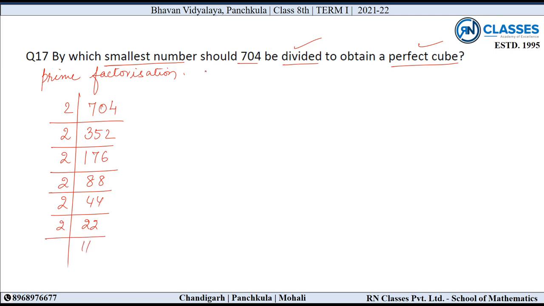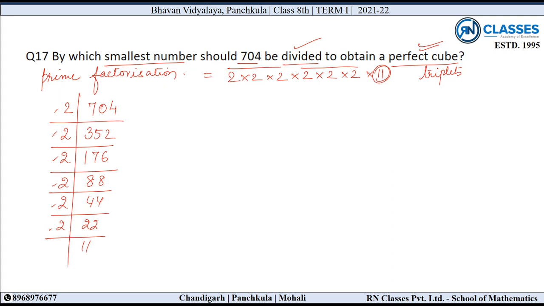So the prime factorization would consist of 1, 2, 3, 4, 5, 6, six 2s, and after that 11. Right? Now he is talking about a perfect cube. Means what do we have to form? Triplets. Mark the triplets, please. First triplet, second triplet. Now the triplet of 11 is not formed. So by which number? Is it a perfect cube? No, it is not a perfect cube.